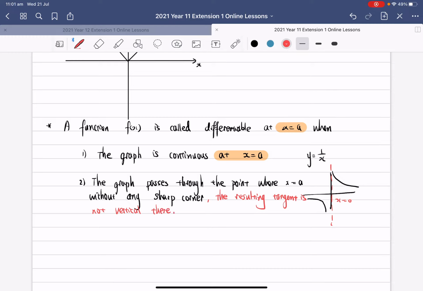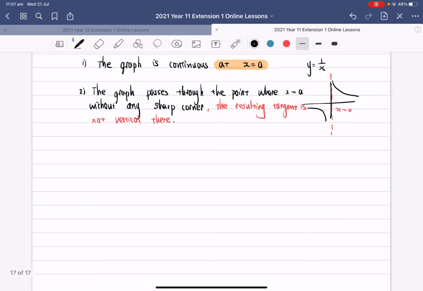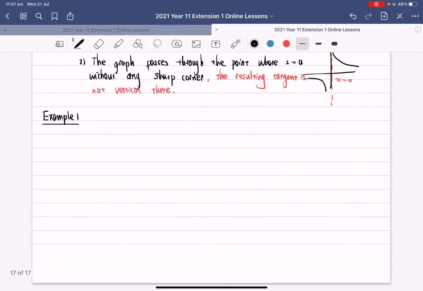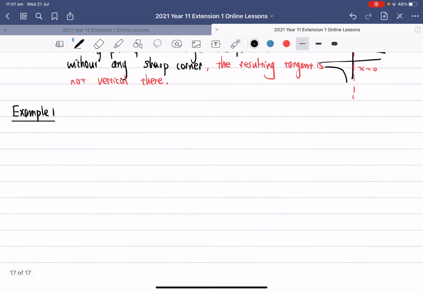Alright, so if the tangent is vertical, then its gradient and also this derivative is just undefined. Now, let's look at one of the examples. I'll just try a few examples. It's a simple exercise, so it's not that hard. I would like to try the example from the textbook.